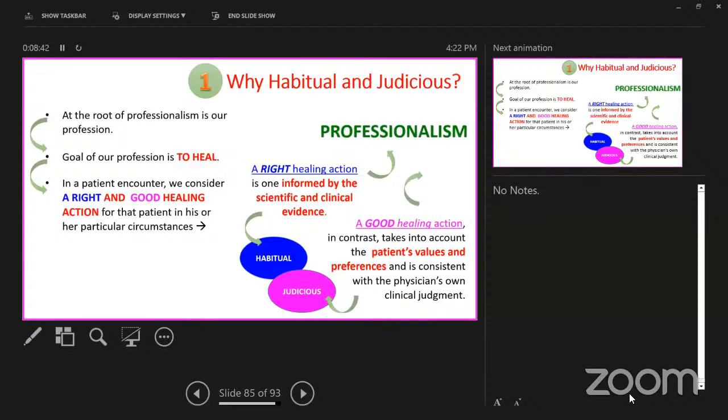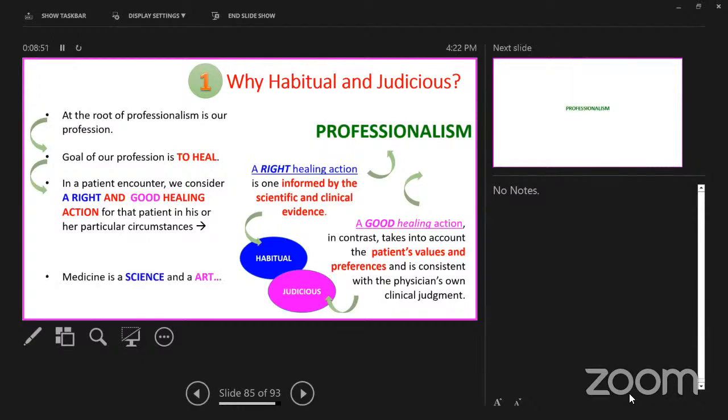Ultimately, this is professionalism. I am sure you are good at habitual decisions, but judicious decisions, not so much. That's why medicine is a science and an art. You have learned the medical science, the habitual part, but the art you need to learn from your internship. You have to be judicious. That is when the judicious art, good healing action, is important.